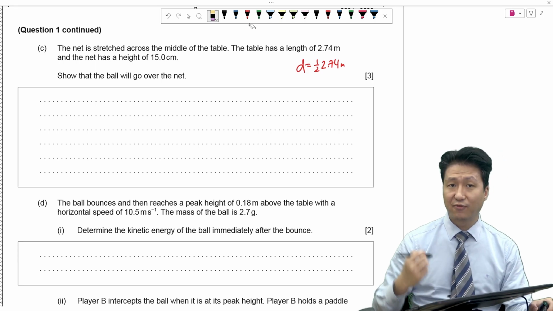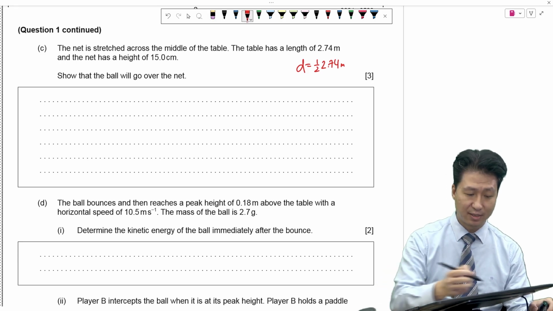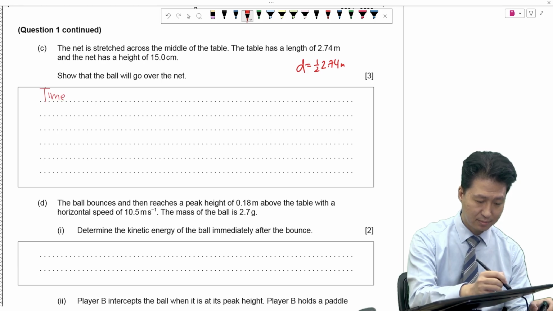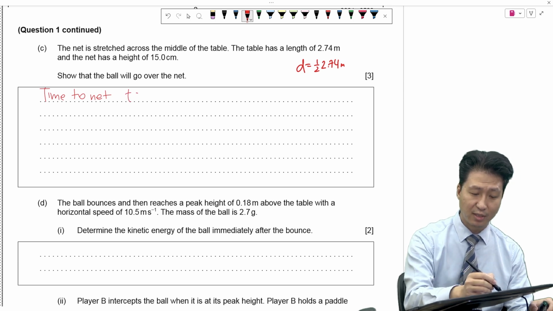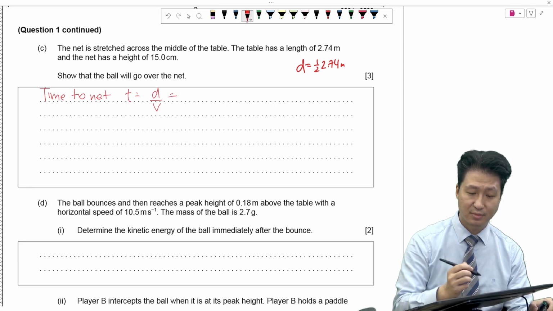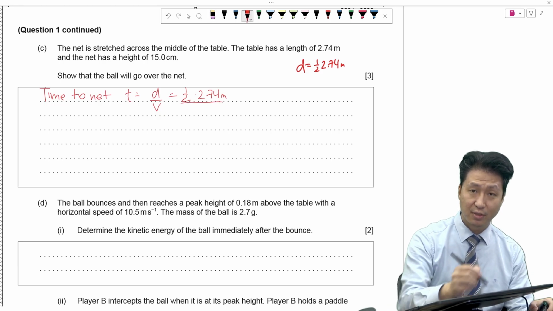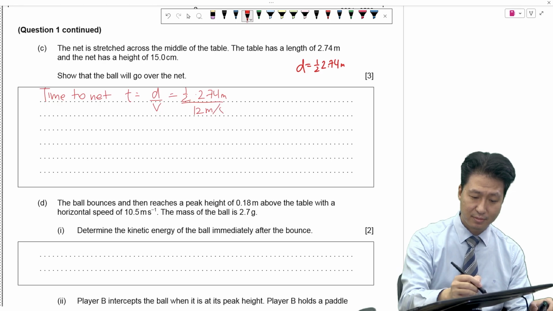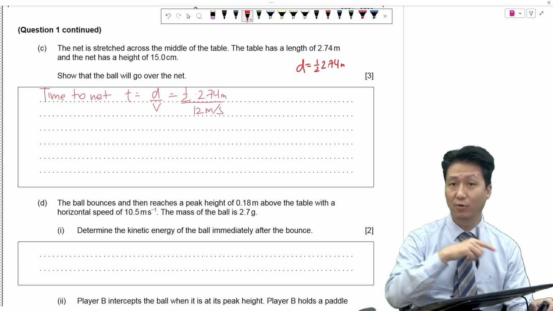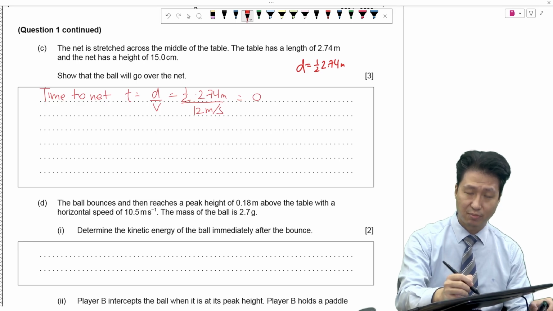Next, we'll try to find the time it takes for the ball to reach the net. This would be the time t required is the distance divided by the velocity. The distance again is 1/2 the length of the table divided by the velocity of 12 meters per second. In this case, we're only looking at the horizontal motion. This would be approximately 0.114 seconds.